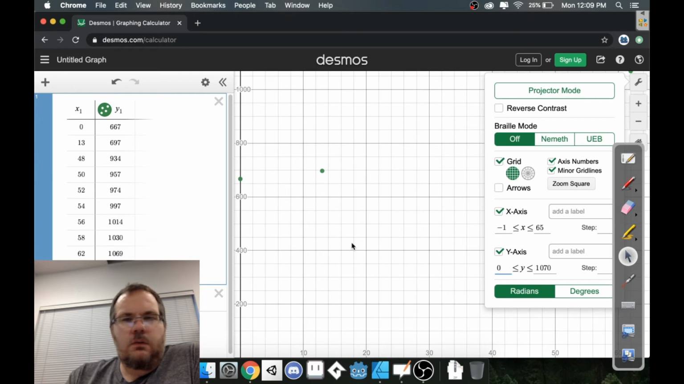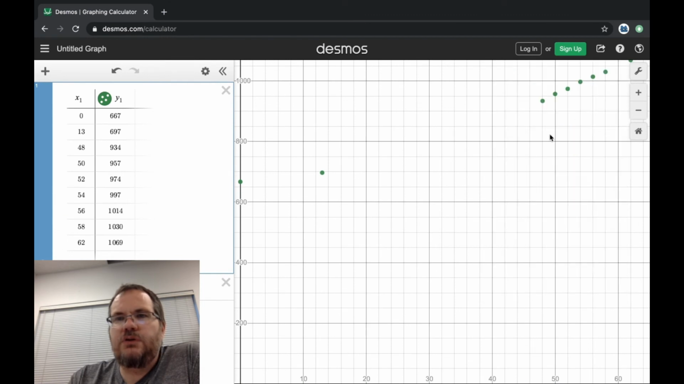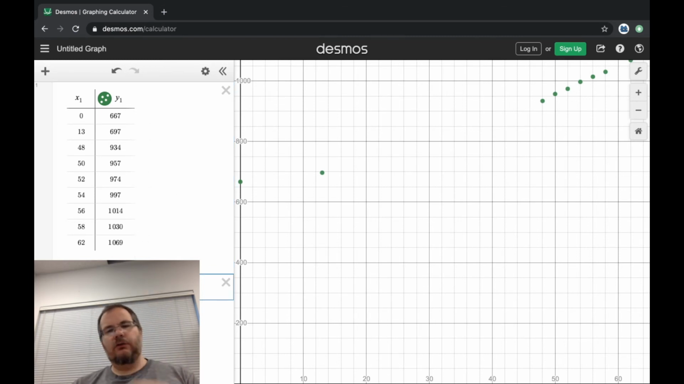All right, so I'm going to make this bigger so that I can see things. Let's go out of projector mode. So you can see we've got these 2 points here, and then all the other points are right up there. Now, we could try to fit a line using a ruler, finding 2 points that best define a line, but that's the Algebra 1 way to do it.